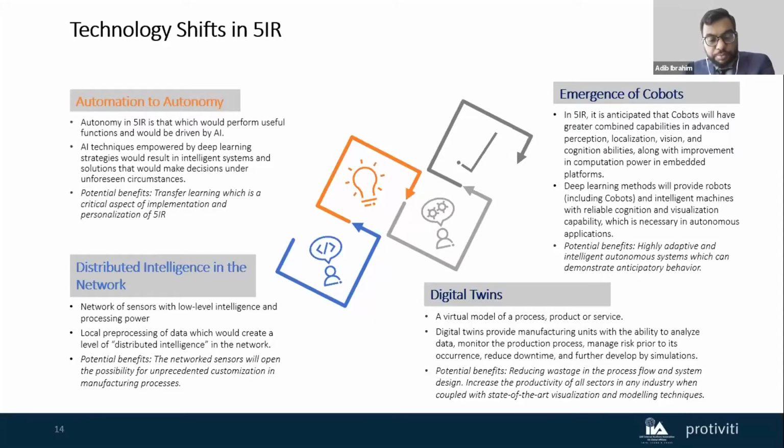Probably the most defining characteristic is that the buzzword, or the key focus word, was automation in the fourth industrial revolution. Now people are talking about autonomy. We talk about how we can automate a process, and now in the fifth industrial revolution, we're talking about how do we make a process autonomic? How can we make a function autonomic?